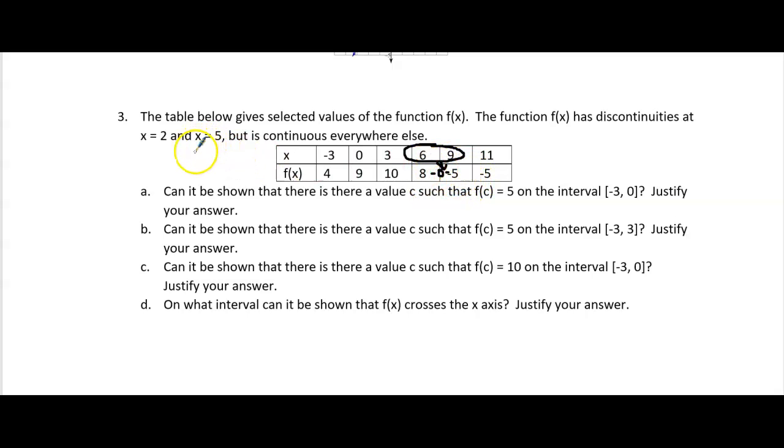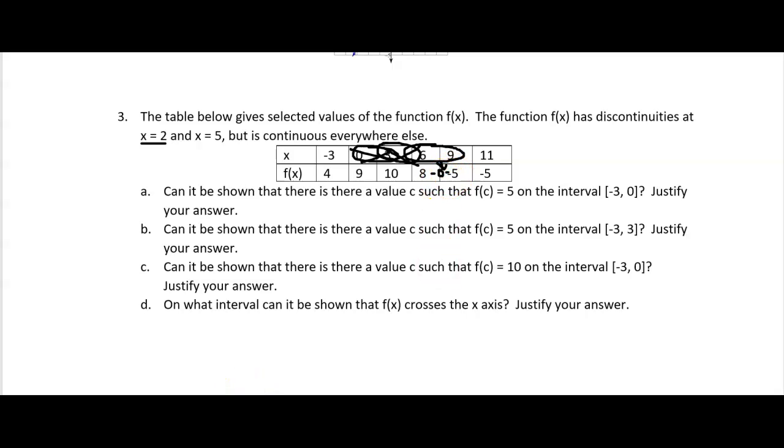You want to make sure that your discontinuities aren't on the interval though. So I have a discontinuity at x equals 2. That's somewhere on this interval. That's not a problem. And I've got a discontinuity at 5. That's somewhere on this interval, but that's not a problem either. Since we're on from 6 to 9, it's continuous on that interval. And so since it's continuous and I'm going from a positive 8 to a negative 5, that means yes, it has to cross the x-axis.